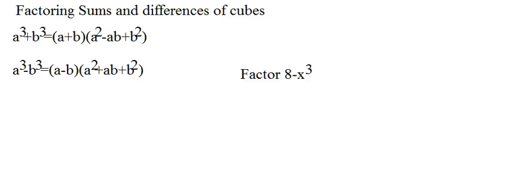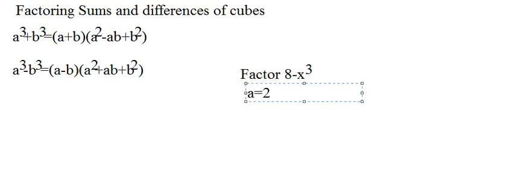Factor 8 minus x cubed. The first thing you need to do is decide, does it look like this, or does it look like this? One's positive, one's negative, so I know it looks like this. So I have to decide what is A and what is B. A cubed is 8. A is not 8. So if A cubed is 8, we want to know what A is, so we need to know what cubed is 8.